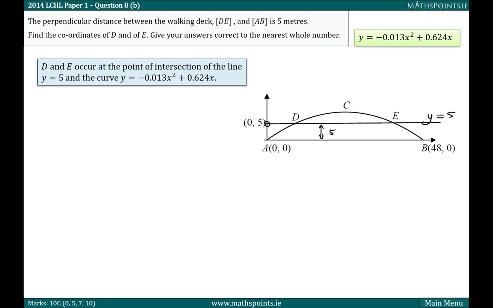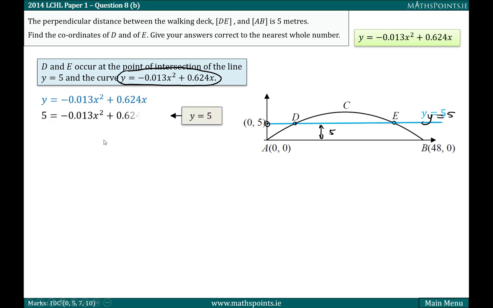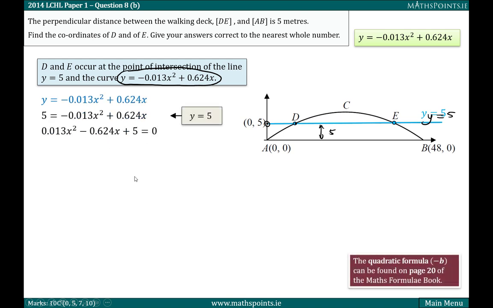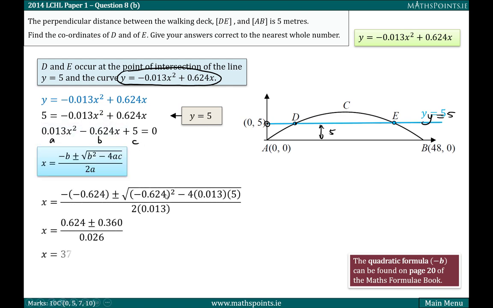Okay, so the question is, what are the coordinates of D and E? Well, if we let our quadratic expression equal 5, so the y value is 5, let's sub 5 into the quadratic expression that we have, and then we're going to solve for x. So how do we solve for x? We are going to do a quadratic equation, so I'm going to collect all the terms on the left. I can see that this is probably going to be a minus b formula type question, where a is 0.013, b is minus 0.624, and c is 5. So we'll pop them into the minus b formula.